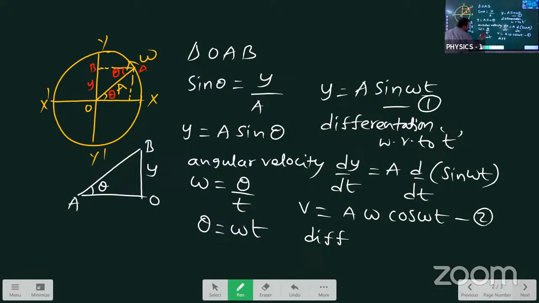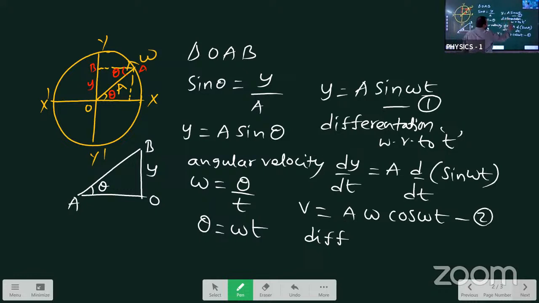Angular velocity equals angular displacement by time. Angular displacement equals omega t. Substitute here. Equation number 1. That equation number 1 indicates the displacement of the particle. Again, differentiation. Why are we doing differentiation? Because when we differentiate, the rate of change of displacement gives velocity. Again, one more differentiation of displacement, double differentiation, gives acceleration.